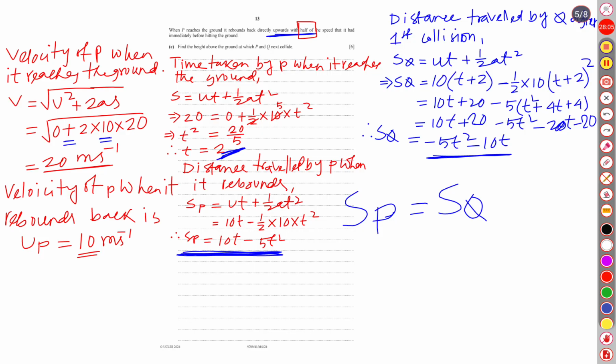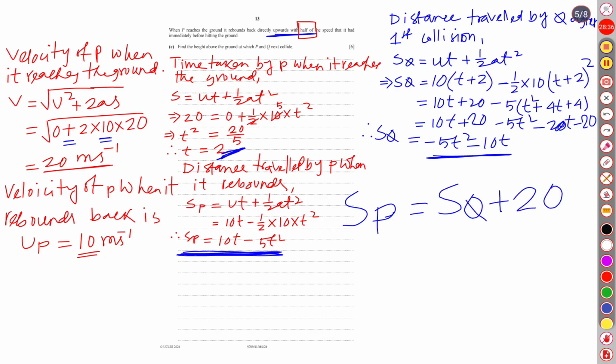Later on, P came down and went up, but Q was moving onward from that height. That means the distance traveled, that means height from the ground, because our concept is that the height from the ground will be the same when the particles collide with each other. So if we want to equate them, then 20 should be added to SQ. I think you have got my point.